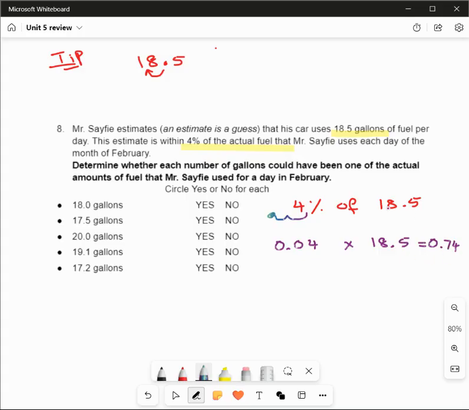So now you add that to the 18.5. That's the reason for the 4% estimation. So you add 18.5 plus 0.74. That gives you 19.24. Then see which one is in between those ranges. That's what we need to look at. And then subtract: 18.5 take away 0.74. Let's do that.